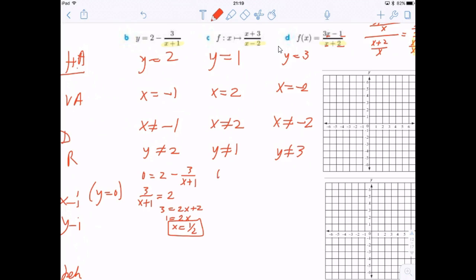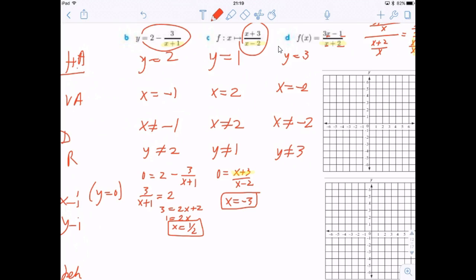Okay. What about our x-intercept for the next one? So we have 0 equals x plus 3 over x minus 2. Now, to figure out when this is equal to 0, we just need to figure out when the numerator is 0. When is x plus 3 equal to 0? It's equal to 0 when x equals negative 3. So the x-intercept is x equals negative 3. That was a lot easier.